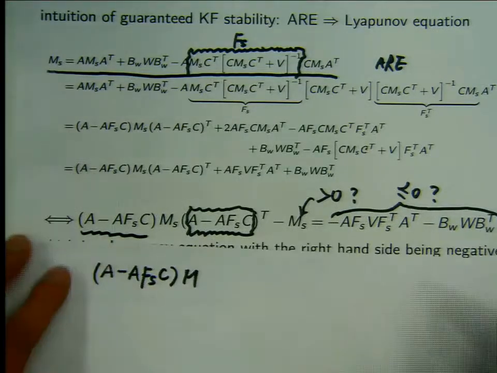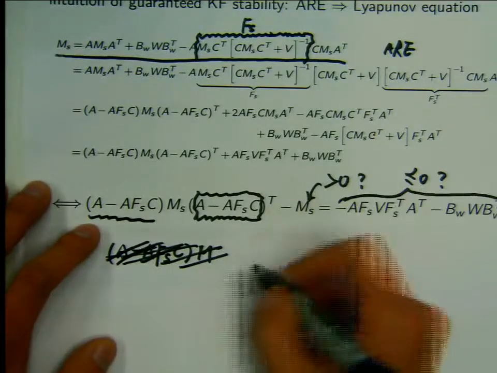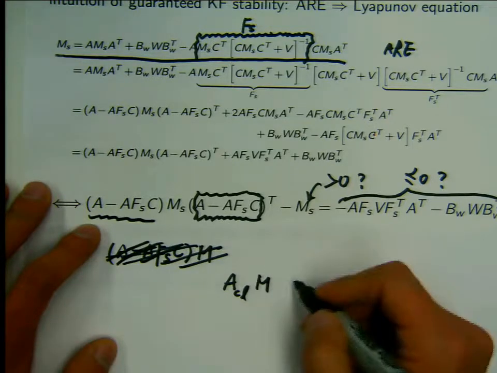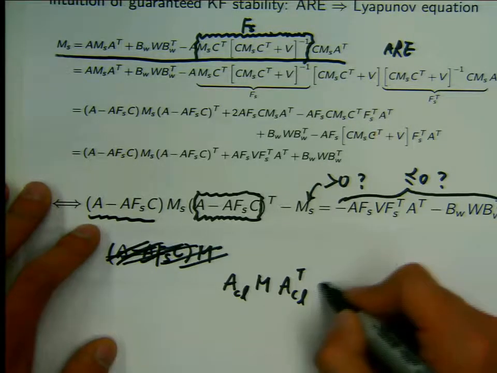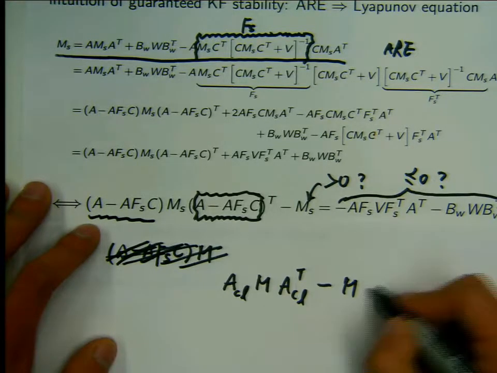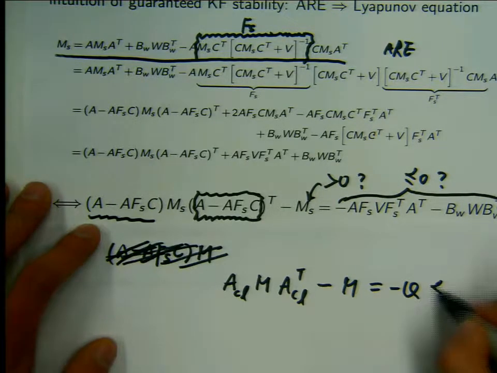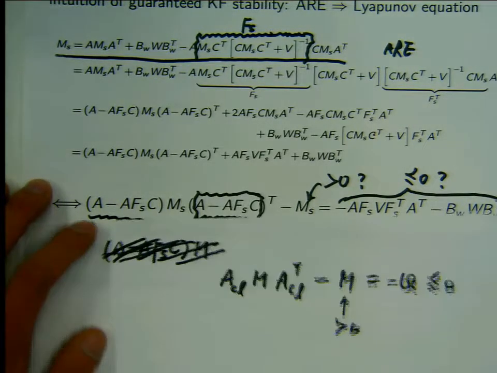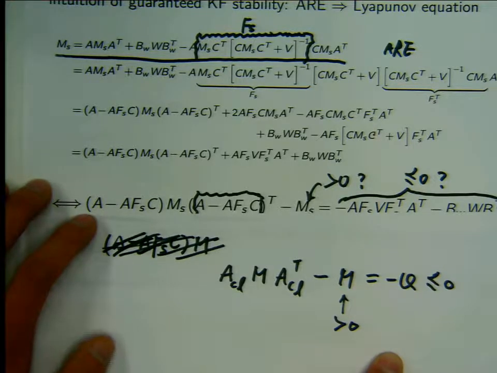But the main message is this. It's exactly the same as the LQ problem. If I have A closed loop times M times A closed loop transpose minus M equals negative Q, which is negative semi-definite, and this M is positive definite, you see, this is a Lyapunov equation. If I have this result, what does it say for the stability of the system?